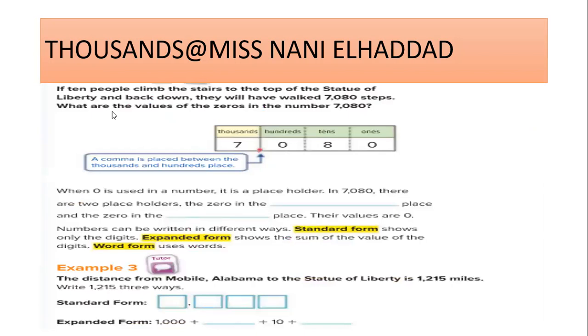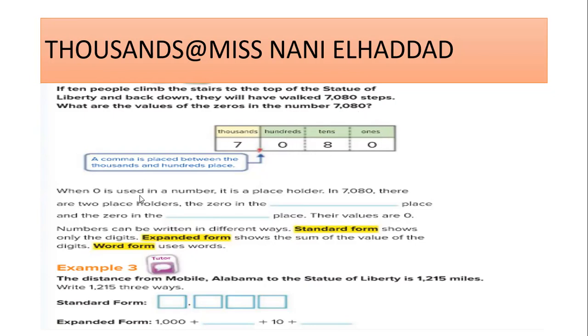So here, this is also a sheet. I want you to solve it. You have to pause the video and then answer it. Then you see the answers. If 10 people climb the stairs to the top of the Statue of Liberty and back down, they will have walked 7,080 steps. What are the values of the zeros in the number? So he wants to know the value of the zero.